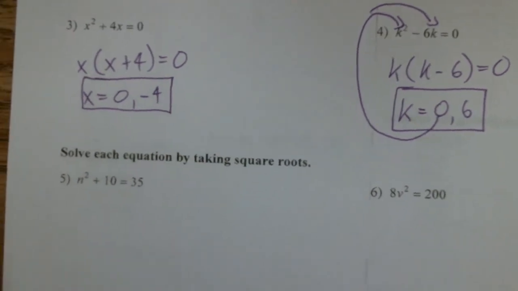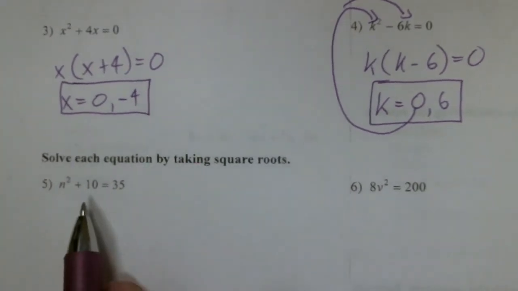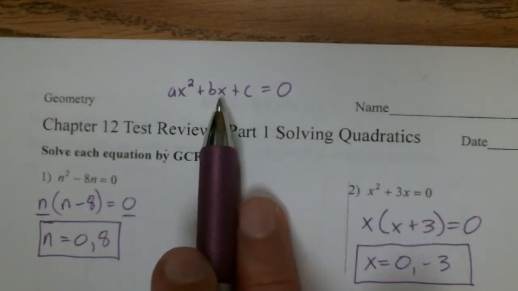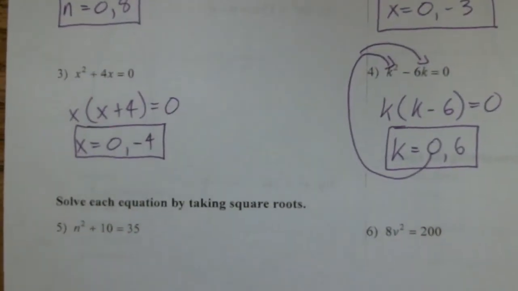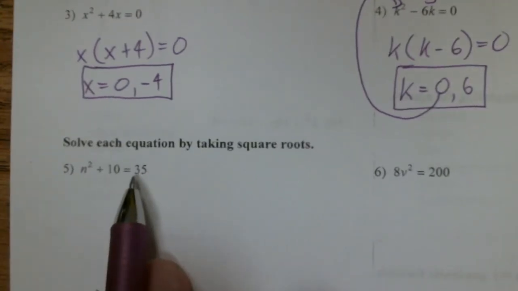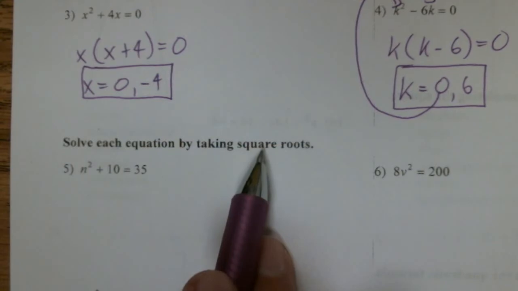Let's move on to the square root method. All right, square root method, I don't have the b term. Okay, I have the square term, I have a number, but I'm missing this bx term. So notice here I've got the squared term, but I don't have an n term anywhere. I just have numbers. So that lets me know that I'm going to use the square root method.